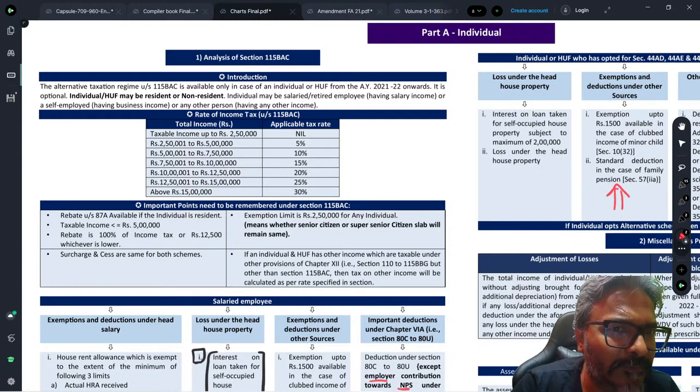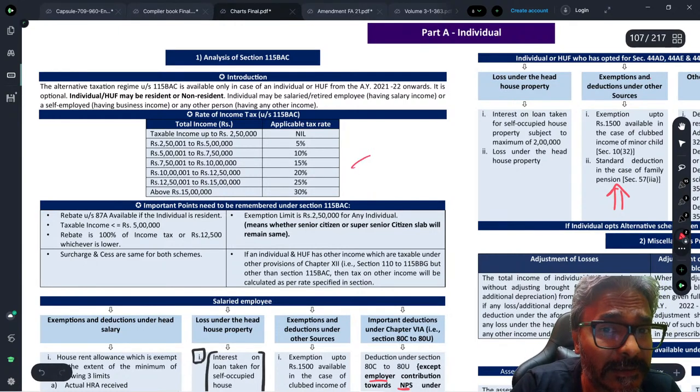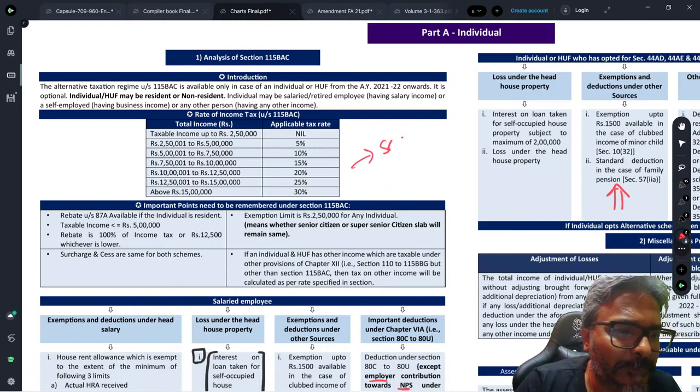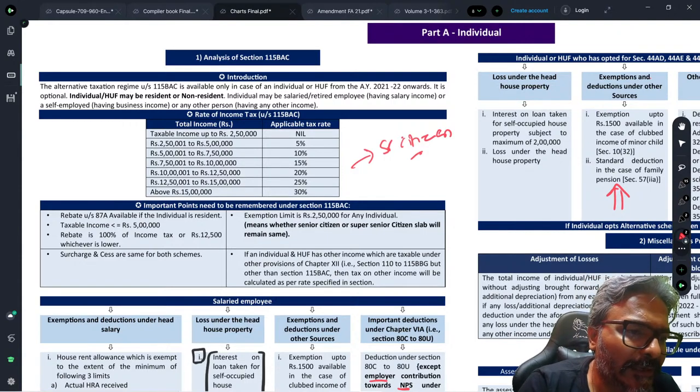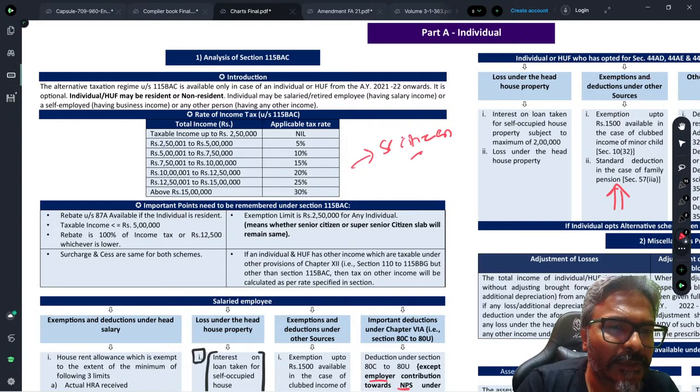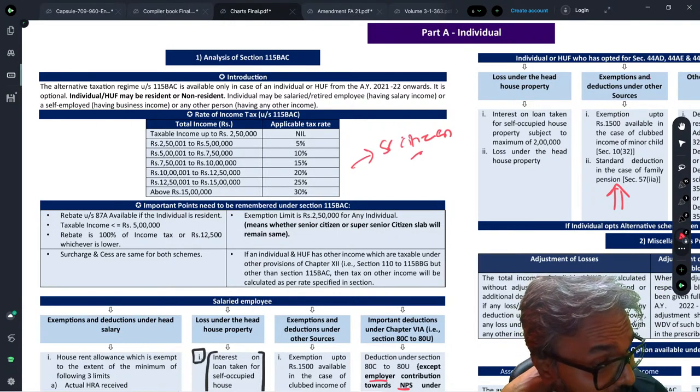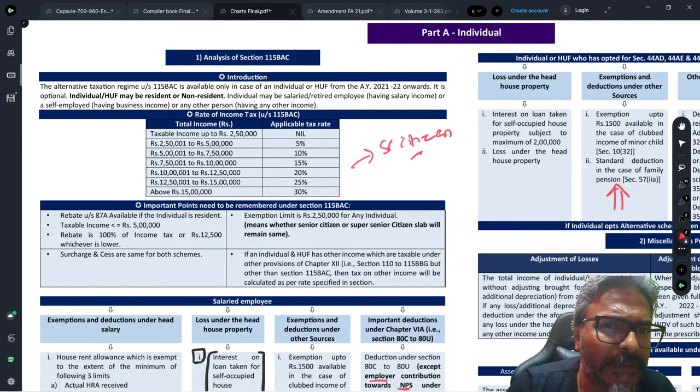Now, students, if you are a senior citizen, these are tricky points. If you are a senior citizen and you have opted for 115BAC, will your slab increase? Answer is no. Your slab will not be increasing to 3 lakhs. Don't consider that your slab will increase to 3 lakhs. Once you have opted for 115BAC, your slab will remain the same, resident or non-resident.